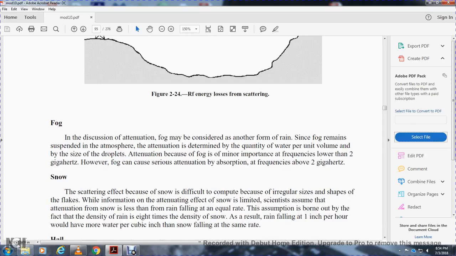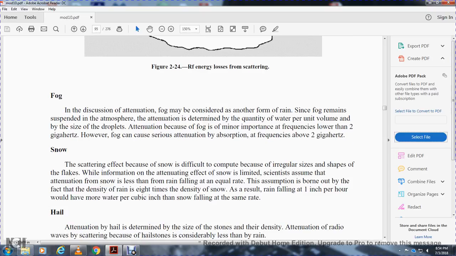Okay, fog. In the discussion of attenuation, fog may be considered another form of rain, since fog remains suspended in the atmosphere. Attenuation is determined by the quantity of vapor per unit volume and by the size of the droplets. Attenuation by fog is of minor importance at frequencies lower than 2 GHz. However, fog can seriously attenuate frequencies above 2 GHz. Now snow. The scattering effect of snow is difficult to compute because of the irregular size and shape of the flakes, so information on the attenuation effect of snow is limited to scientists.